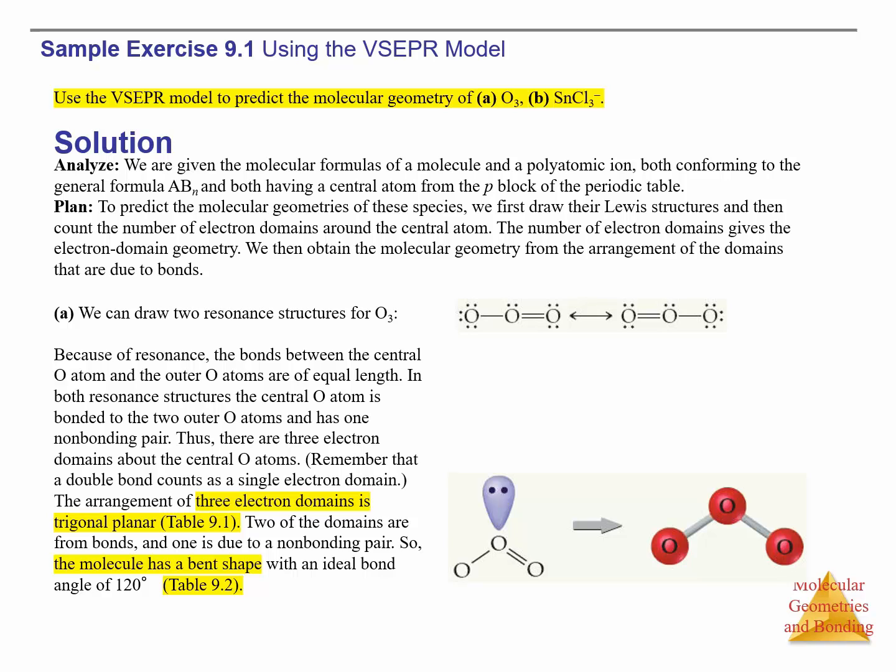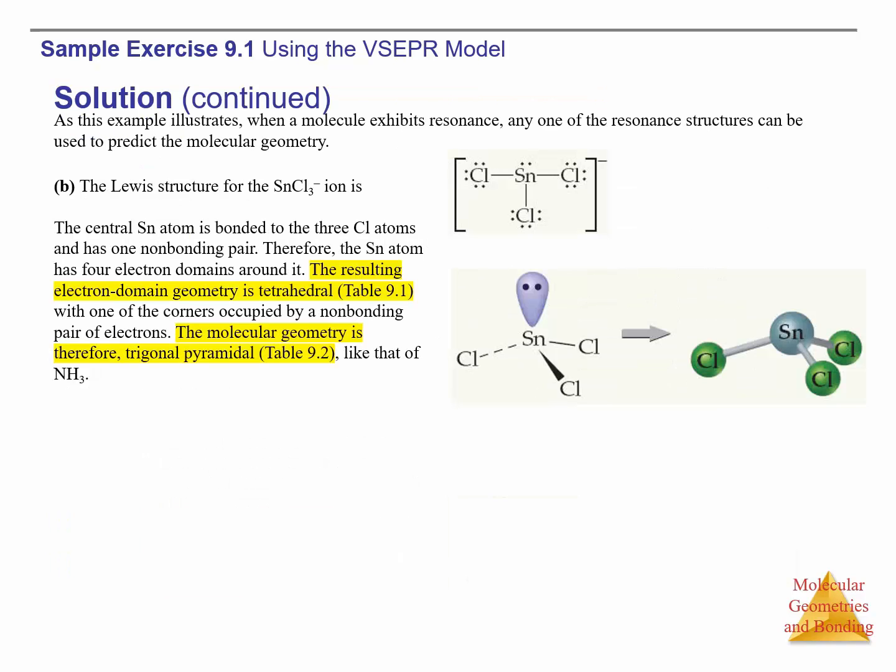And for the second molecule, SnCl4, we draw the Lewis structure, and then we found that the resulting electron domain geometry is tetrahedral, also from table 9.1, and the molecular geometry is trigonal pyramidal from table 9.2, like that of NH3.